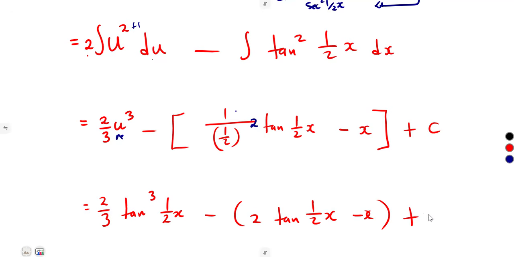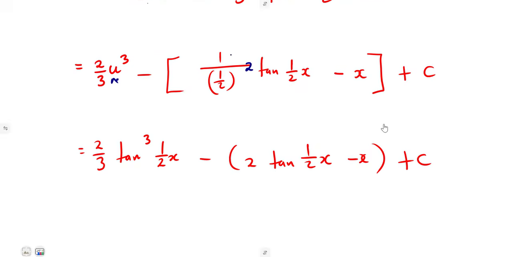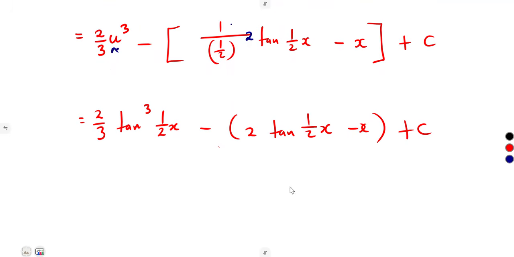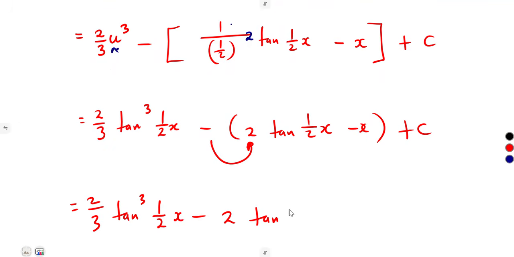All right, so let us expand with the negative that is outside of the bracket. So expanding by that negative, this is what we are going to have, of which you can even leave it like that. You're done. So negative times this, that's going to be negative 2 tan of half x. Negative times negative, that's going to be positive x. Then we have got our constant of integration at the end.